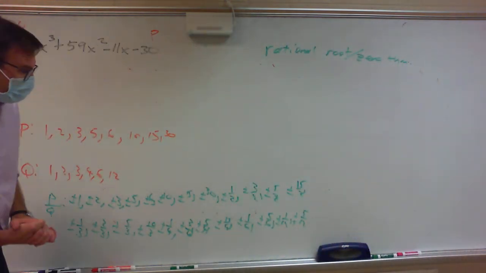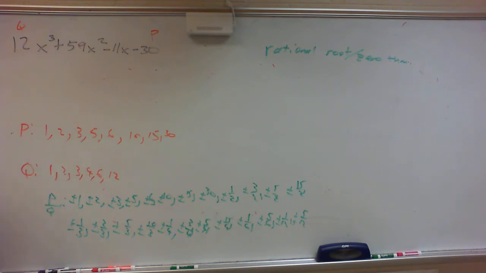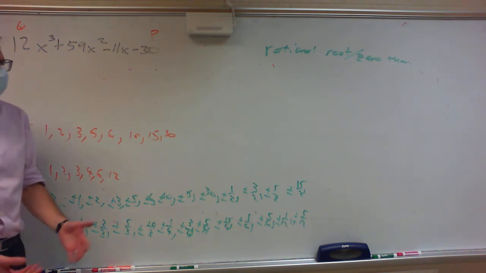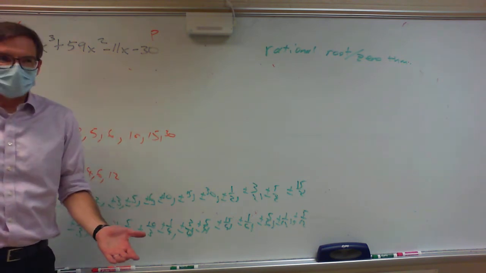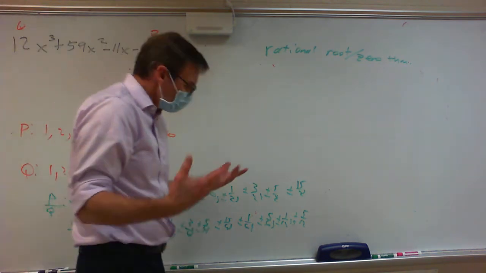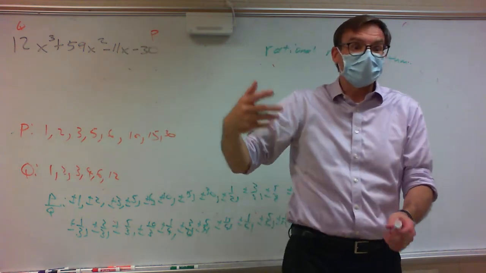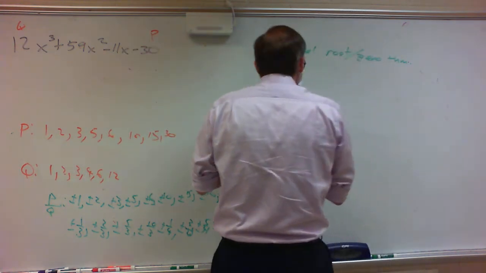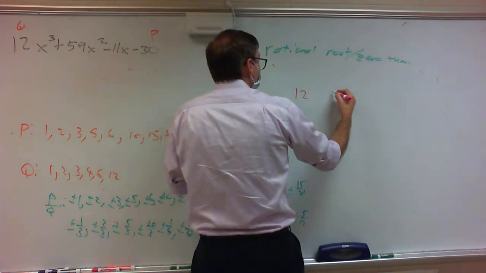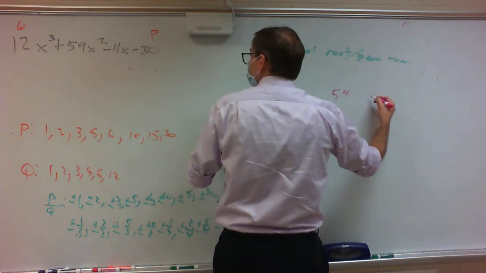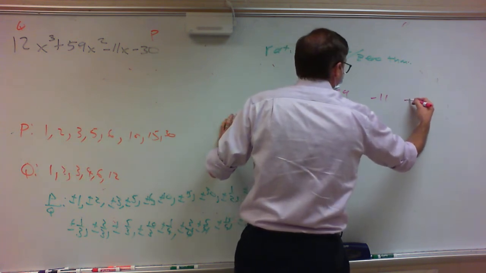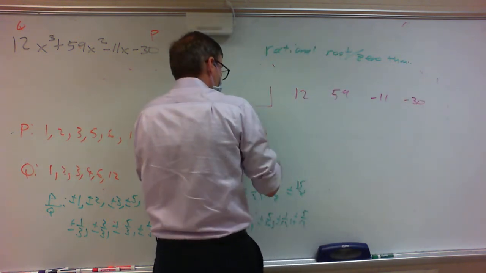All right, so does this really help us narrow our guesses? No, I mean, we write down virtually every number, right? So we're still kind of guessing, aren't we? But my goal is I still want to find the zeros and I want to find the factors and zeros. So to find the factors and zeros, let's see, this is going to give us 12, 59, -11, and -30.